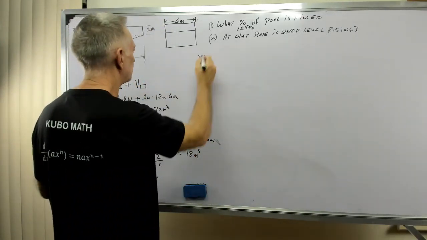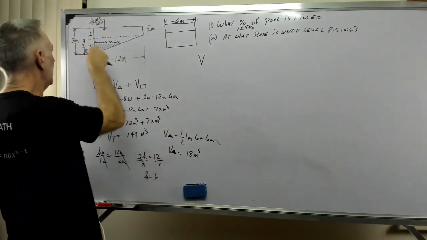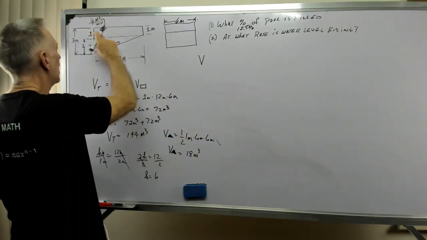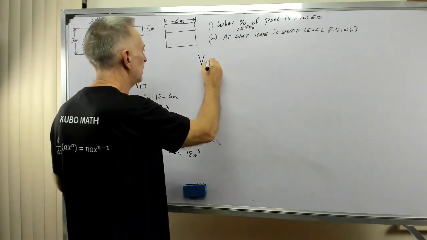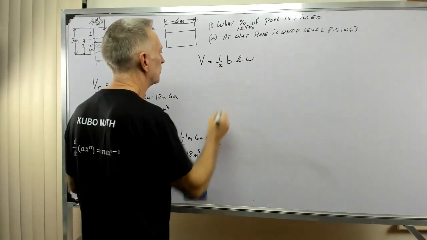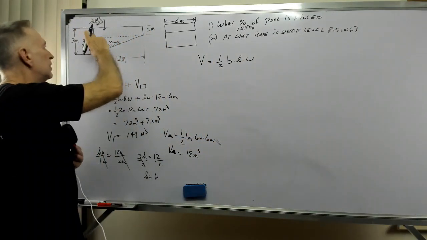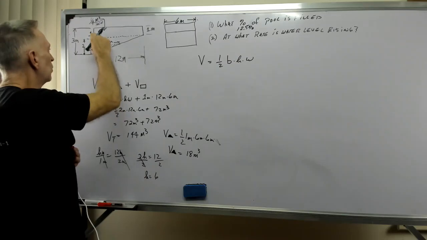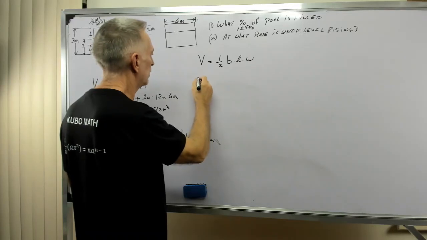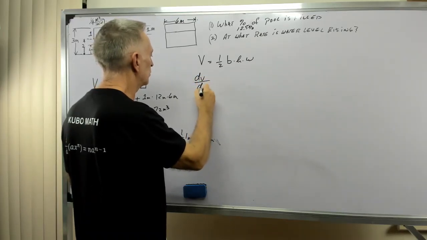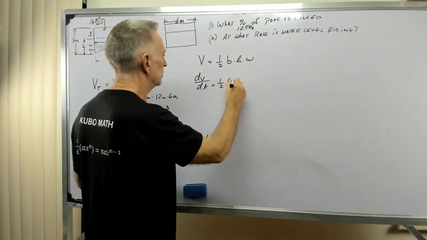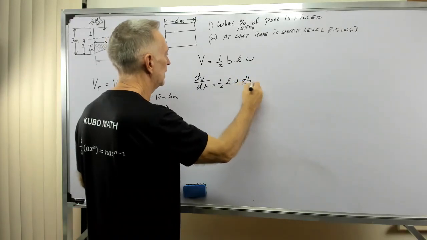So the volume associated with that portion of the pool, and keep in mind we're dealing with the big triangle now. The volume is 1/2 the base times the height times the width, with the base being this portion of the triangle. That's the one we want to differentiate. So we take the derivative of the volume with respect to time, and that equals 1/2 H W, they're constants, times dB dt.